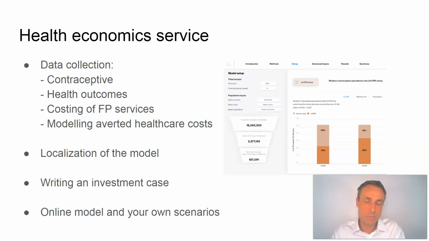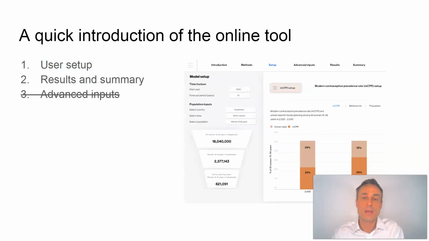We do the base case, but later you can do your own scenarios and you can save them on the tool. Say your method mix changes, or your policy goal goes up or down, and you can then model yourself the economic impacts of the changes. So I'll show you a quick introduction to the online tool. I'll show you the user setup, the inputs you need to choose, and then I'll show you the results and the summary. In this video we will skip the advanced inputs to save time.